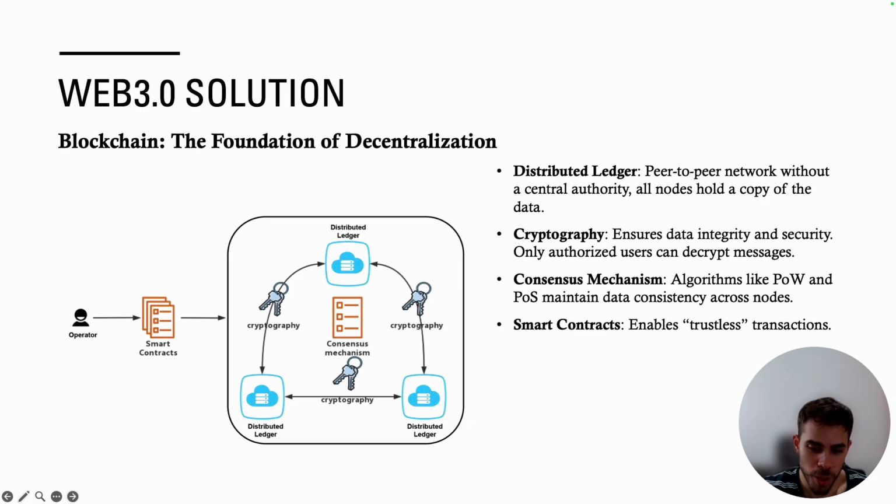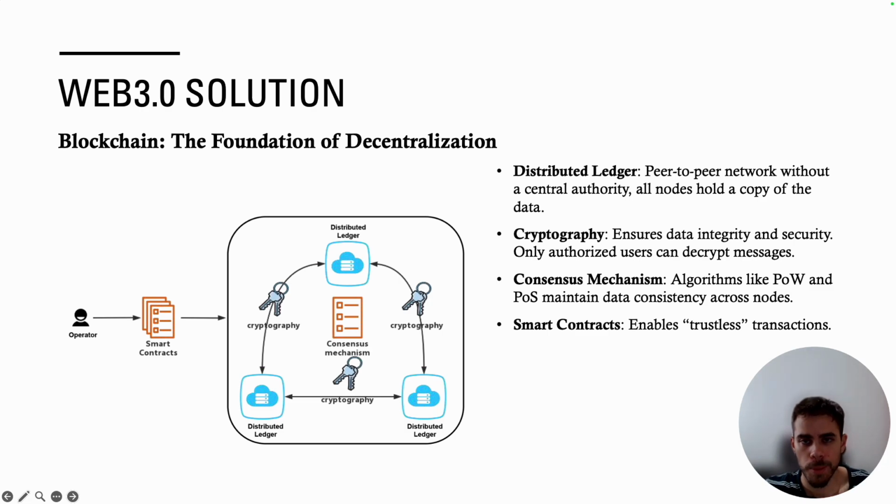So we'll start into the solution, and one of the main technologies that makes Web 3.0 possible is actually blockchain. It shifts away control from centralized platforms and gives control back to the users through decentralized systems. And it mainly consists of 4 parts.